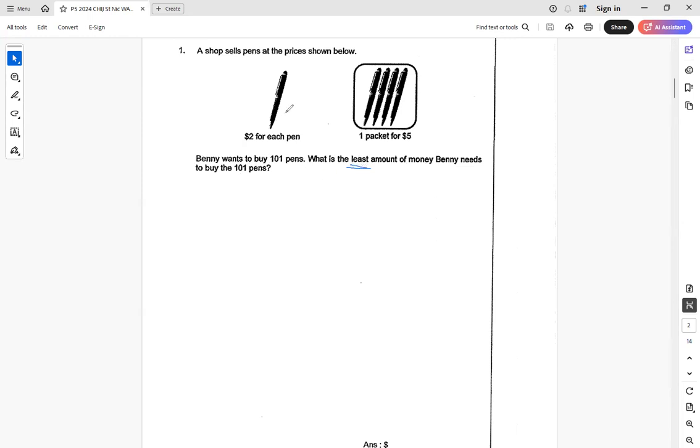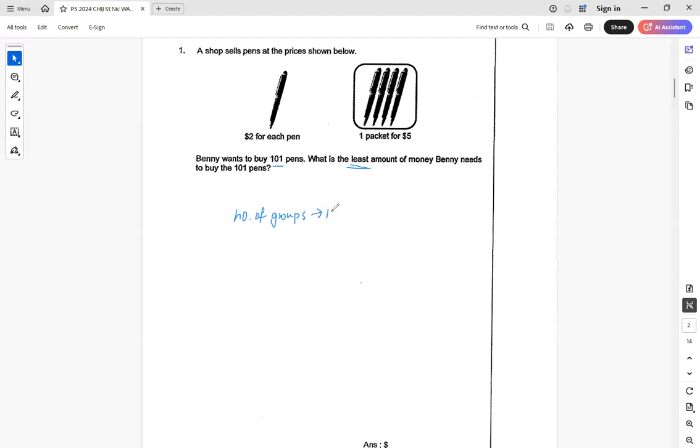All right. So looking at the price, one pen is $2, and for one packet, there are 4 pens inside. If you were to buy 4 pens individually, it would be 4 times $2, which is $8. So it's definitely more worth it to buy in one packet. If he wants to buy 101, we have to see what's the maximum number of packets he can buy. So there will be a number of groups. The groups here represent the number of packets, right?